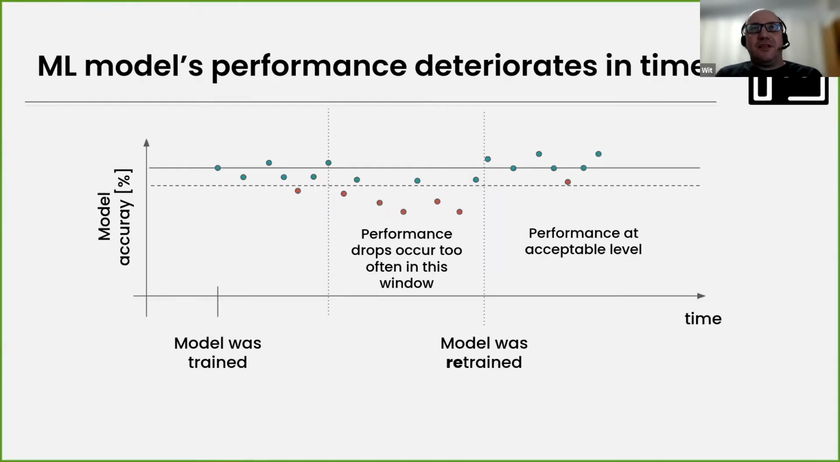The next thing is that machine learning models depend on data that is changing in time, and this means that models built today will in the near future have lower performance. So you have to understand this, and you have to find the moments where the model's performance deteriorates to a level you are not accepting.